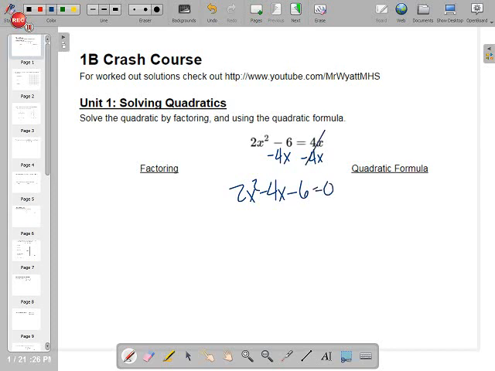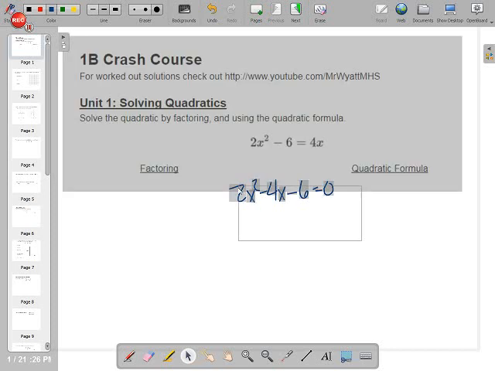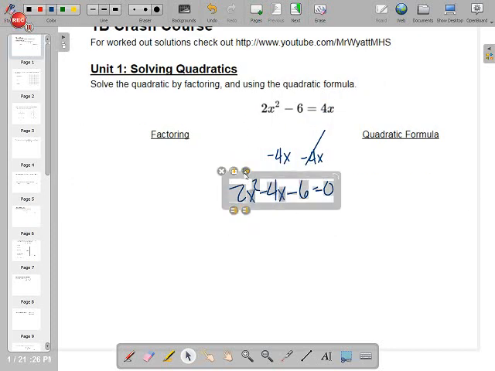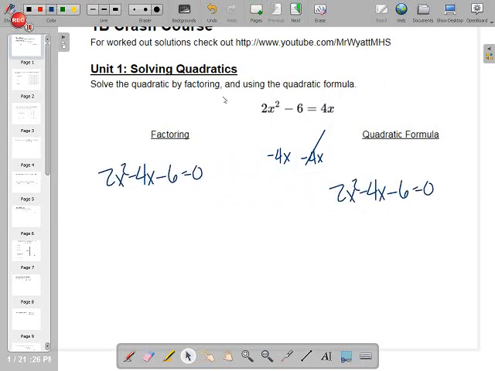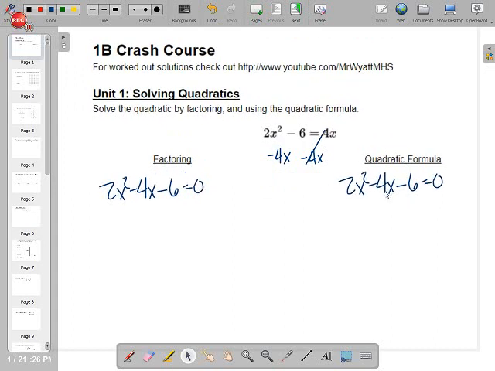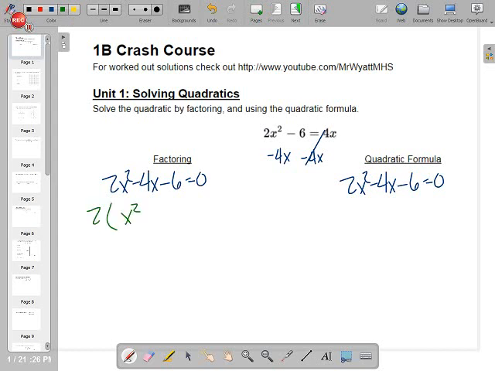So if I subtract 4x, I get 0 on the right side. So both of these problems are starting off with the same thing, and that is 2x squared minus 4x minus 6. So obviously we should get the same answer for both methods, but let's start off with factoring. And when you factor, it's a good idea to find the GCF. So since these are all even, I'll factor out a 2. And then 4 divided by 2 is 2, and 6 divided by 2 is 3.